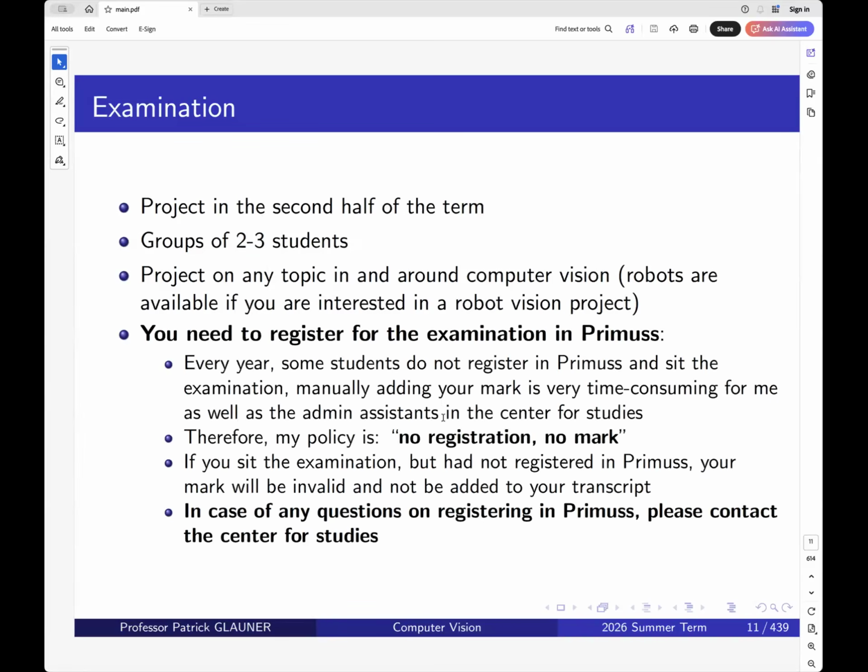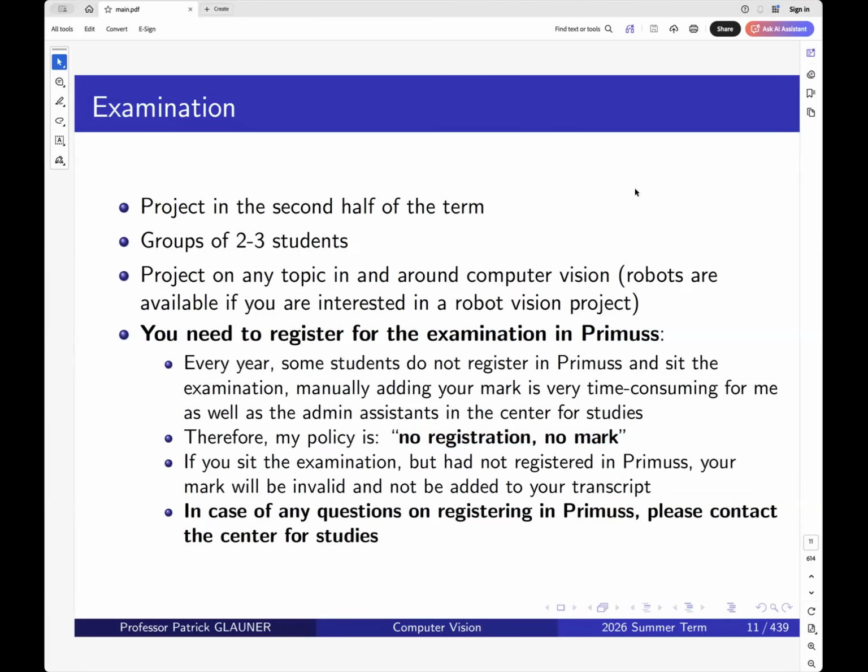You need to register for this examination in Primus, because every year we get some students who take this course, sit the examination, but had not registered for it. In the past that created a lot of manual work for both me and the admin assistants to add these marks manually to your file. That's why we have this process through Primus. So you definitely need to register for the exam. If you don't register for the exam but you sit the examination, your mark will just disappear. We will not manually add it to your file because that's just a lot of work for me and the admin assistants.